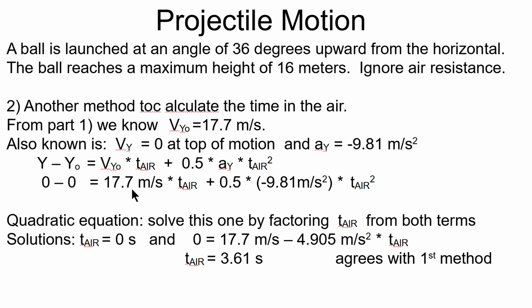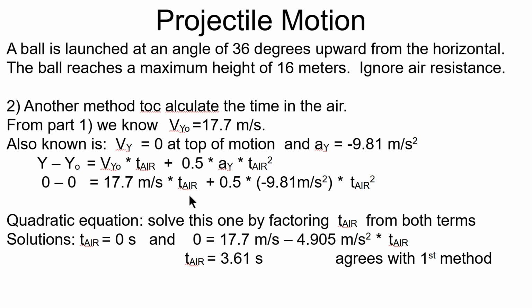Our initial velocity in the y direction, we worked that out earlier. We've got time in the air. We've got our acceleration and time in the air squared. This is quadratic, but it's simple to solve. Factor off time in the air. And when you do that, you'll have time in the air times the quantity 17.7 meters per second plus 0.5 times minus 9.81. The first factor has to be 0 to produce a 0 for the multiplication.